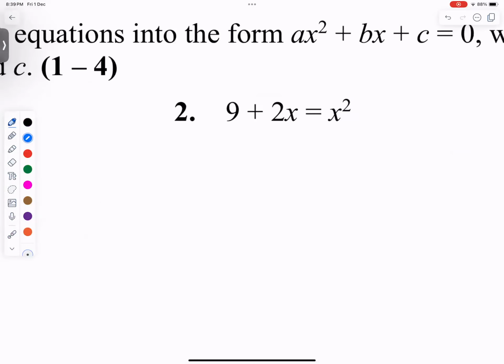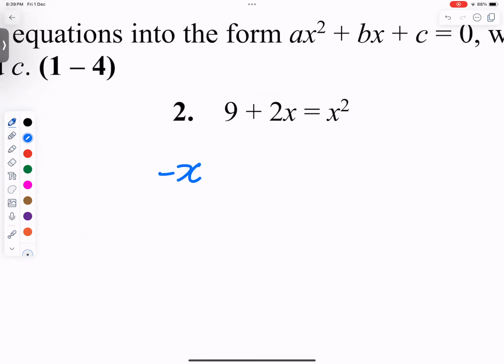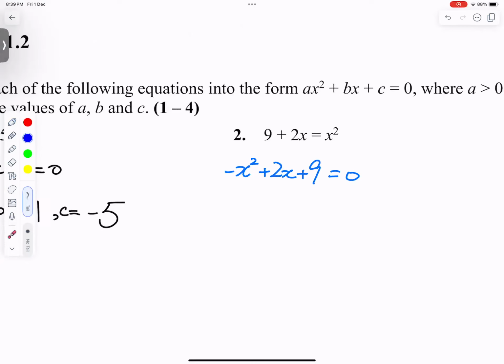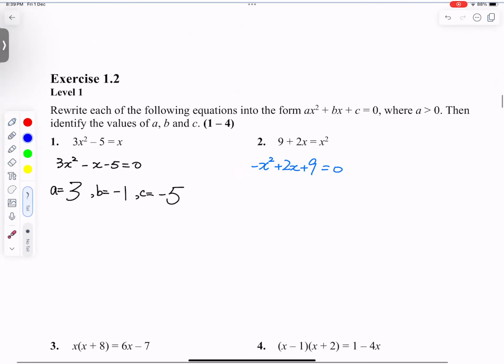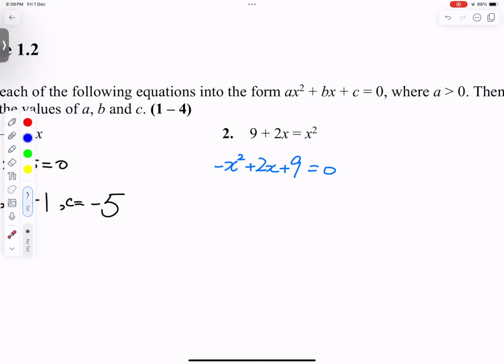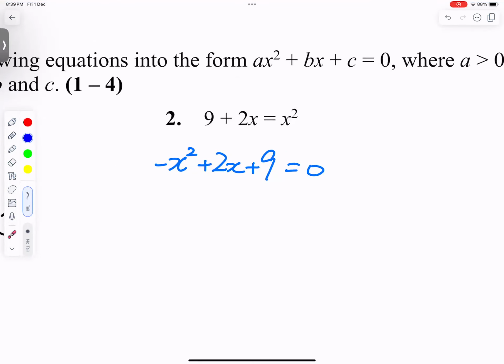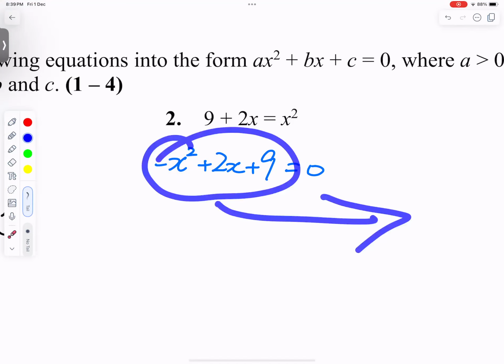Negative x squared plus 2x plus 9. Okay, this is not wrong at all, but it's a habit. Do you see here? A is greater than 0. That means the thing next to x squared is greater than 0, which means it has to be positive. And then make it as a habit as well. Your x squared should be on the positive side. If it's on the left side, it's negative. So we move the whole thing to the other side instead.